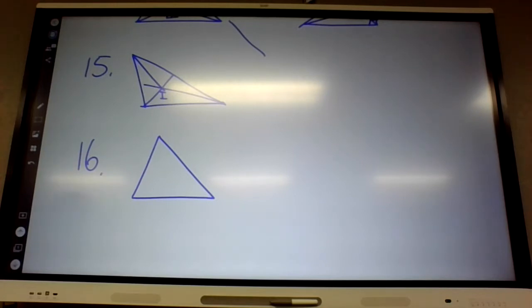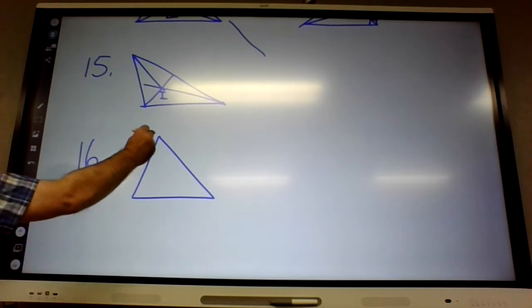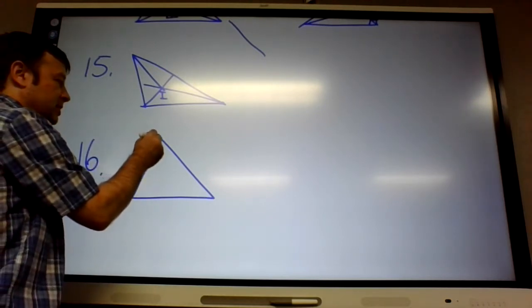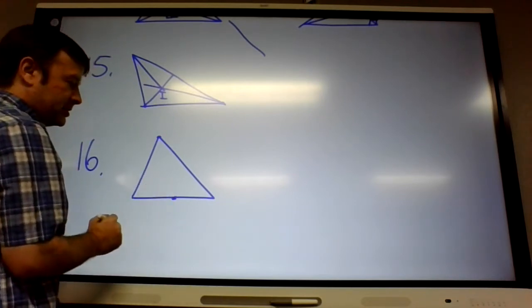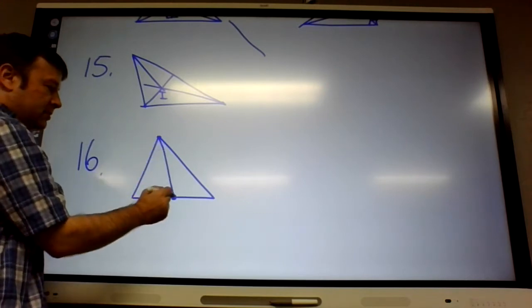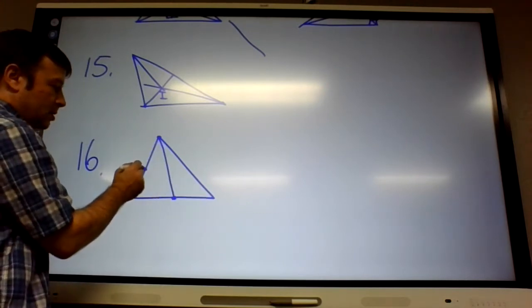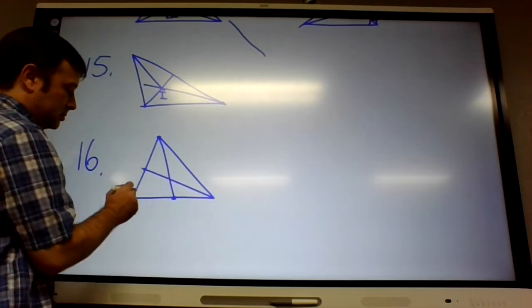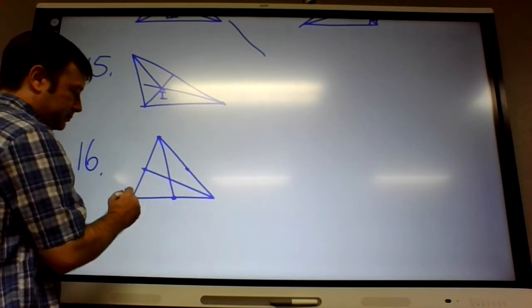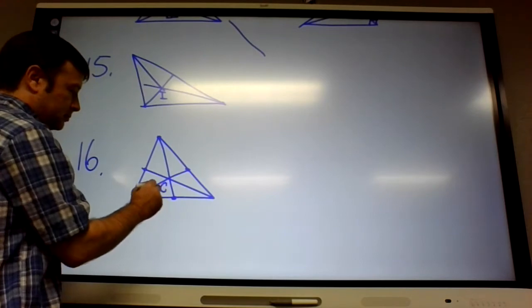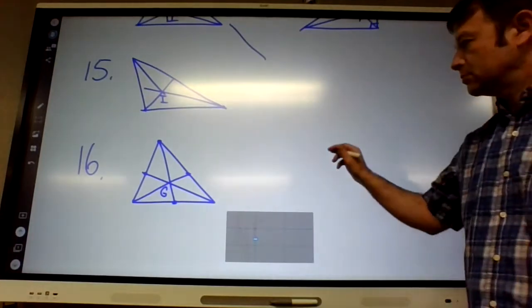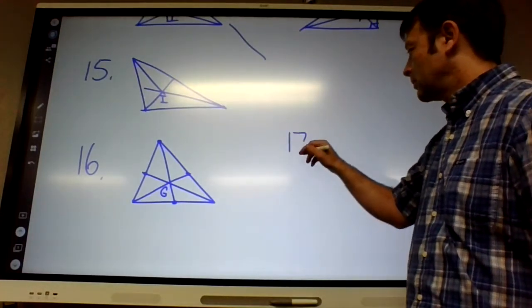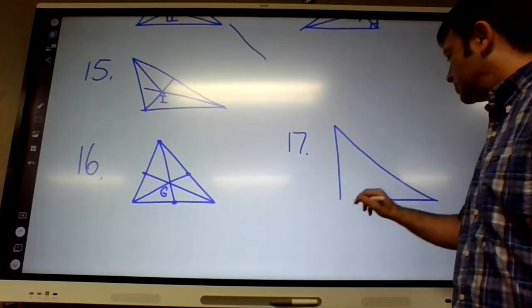Number 16. So we're supposed to draw medians. On medians, you just put a dot in the middle of the opposite side, and then just draw a line. We're supposed to label it G for some reason. Draw all three of them. This just looks like a square. And then a right triangle.